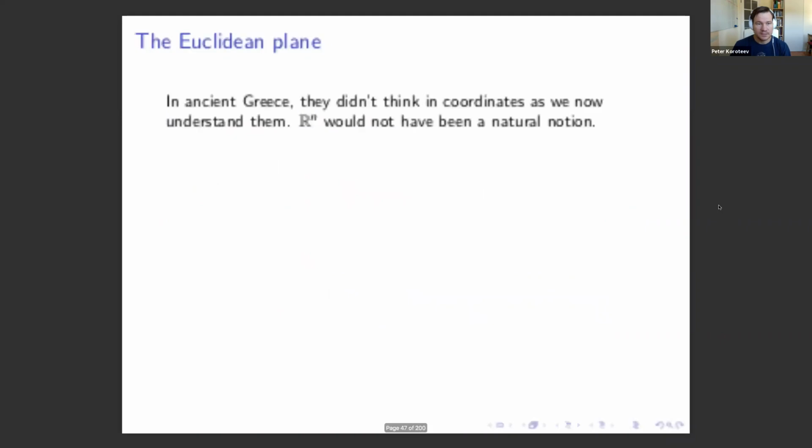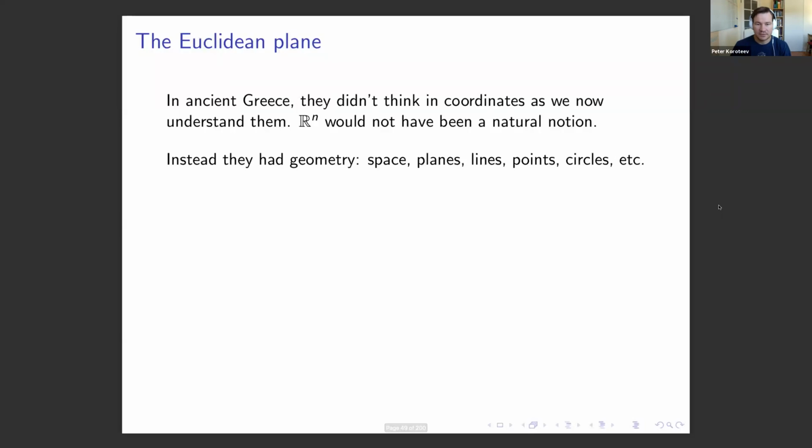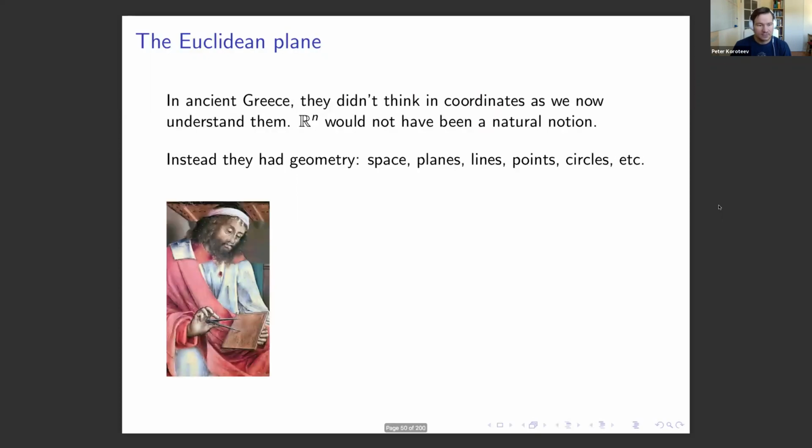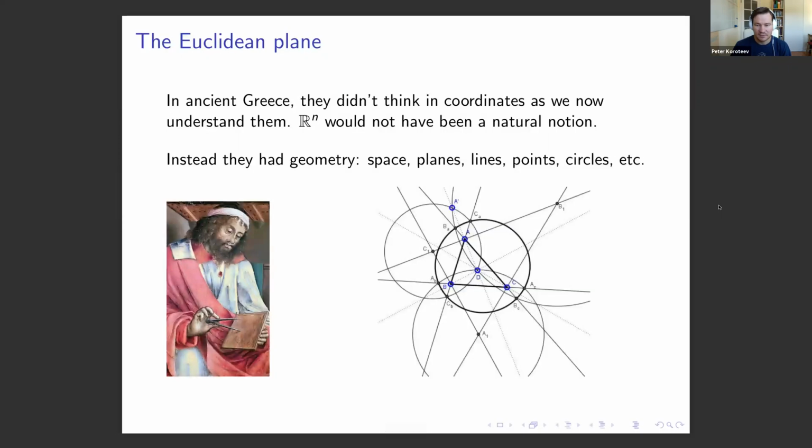In ancient Greece, they didn't really think about coordinates as we know them now. Rn would not have been a natural notion. Instead they had geometry. They talked about space, planes, lines, points, circles, etc. So this is believed to be Euclid himself. And then they drew pictures like this, something that you probably did in high school geometry class.